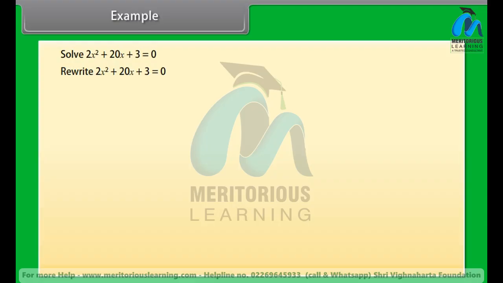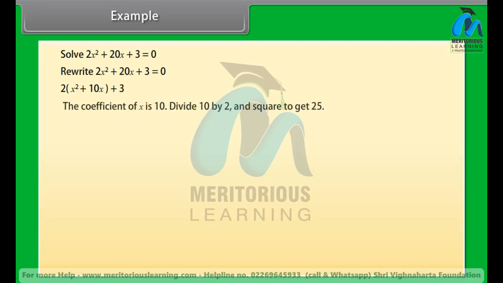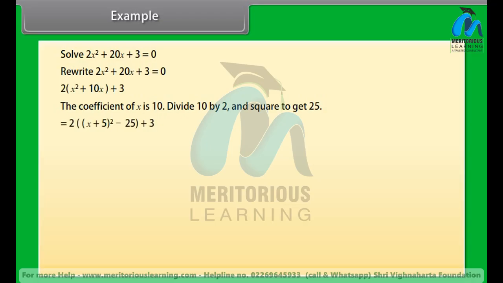Example. Solve 2x² + 20x + 3 = 0. Rewrite 2x² + 20x + 3 to get x² on its own: 2(x² + 10x) + 3. The coefficient of x is 10. Divide 10 by 2 and square to get 25. This is equal to 2[(x + 5)² − 25] + 3, which equals 2(x + 5)² − 50 + 3, which equals 2(x + 5)² − 47.